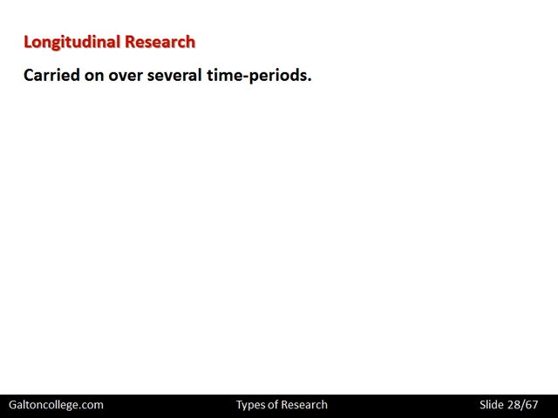Longitudinal research, well, this is carried out over several time periods. Longitudinal means over time. And longitudinal research means taking different periods of time and looking at variables over a period of time, looking at, say within the company, production over a year or over 2 years, or whatever, looking over some certain periods of time. That is longitudinal research.